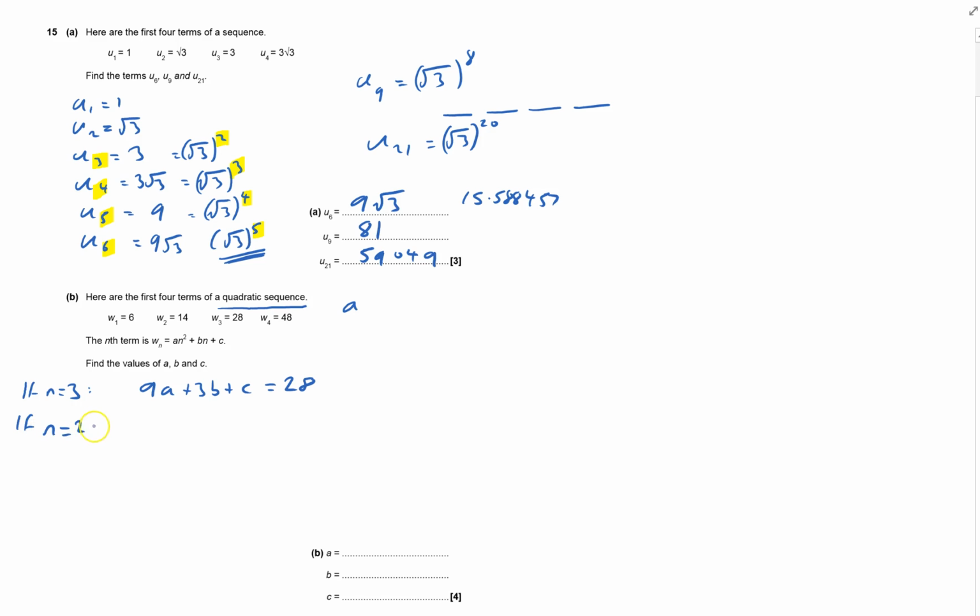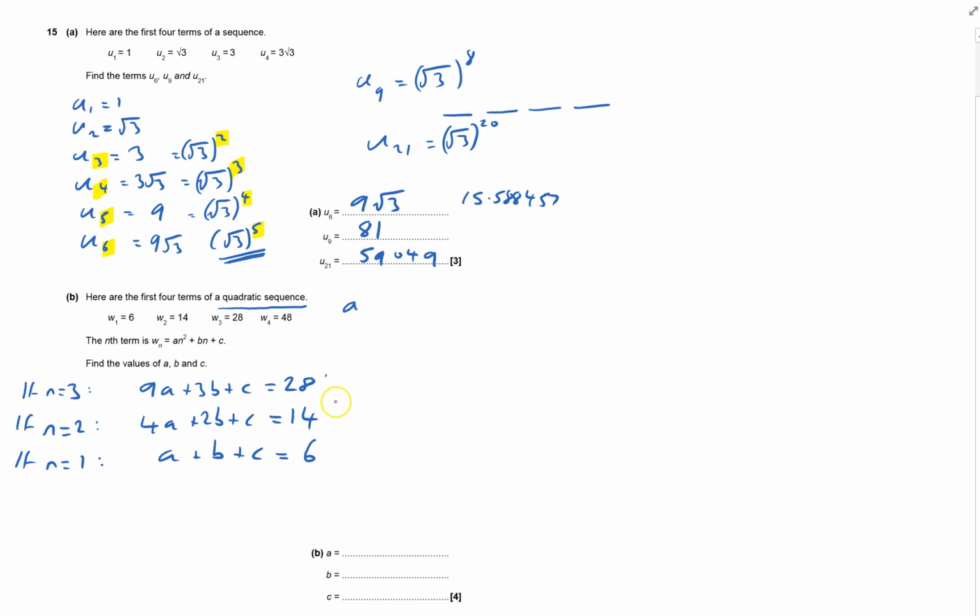If n equals 2, put it in here, n is 2, that would be 2 2's 4, so it'll be 4a, plus n is 2, so 2b, plus c still, and that's the second term, which is 14. And then finally, if n equals 1, then I get 1 squared is 1, that's going to be just a plus b plus c equals, the first term is 6. So that's what I've got now, and the reason I quite like doing it the opposite way around is because I can only get rid of the c's by subtracting.